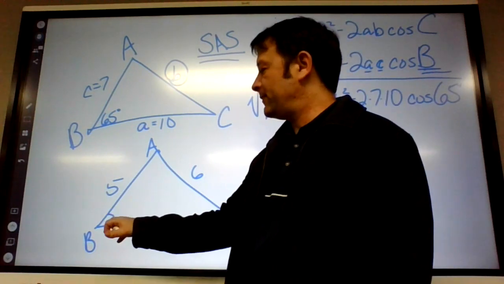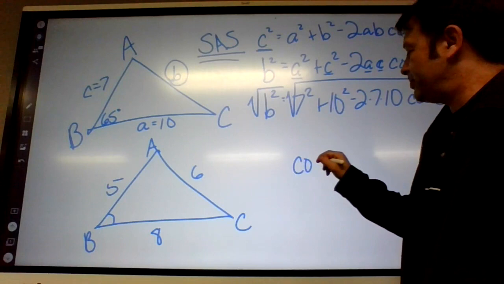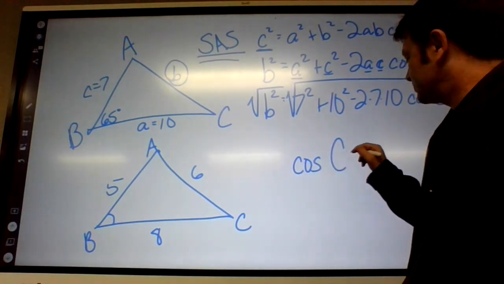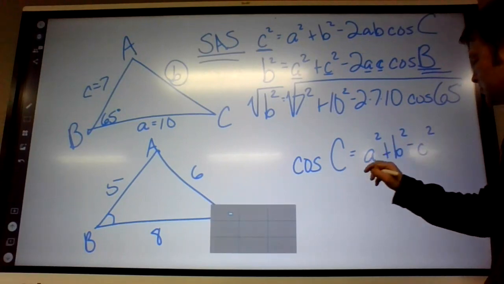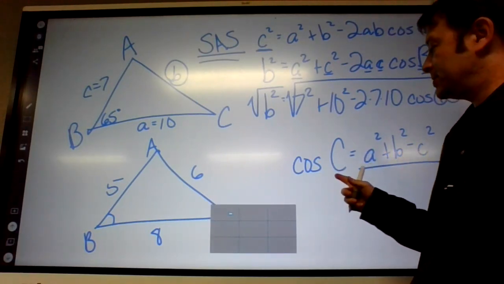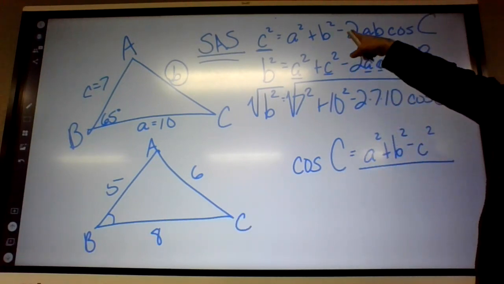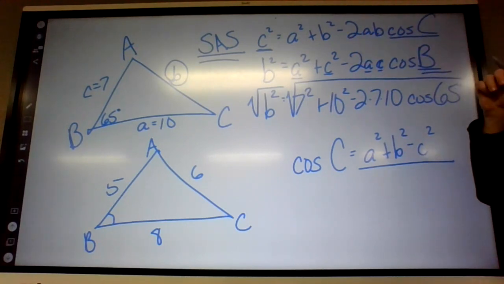So let's say we're looking for angle B. Okay, here's kind of the basic formula. If you know the three sides, you can find an angle using this. This is also from the earlier formula, it's just shifting stuff around to solve for cosine of C.